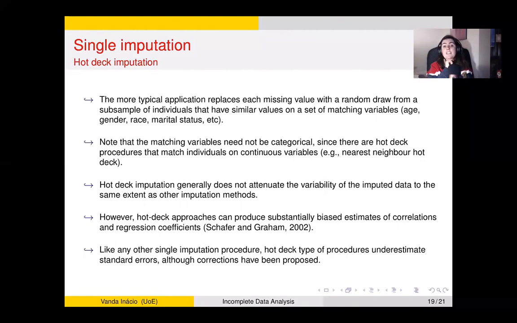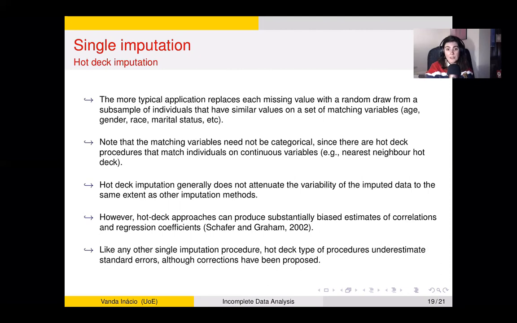And the matching variables do not need to be categorical. I can use matching variables that are continuous, and in fact there is an extension to the nearest neighbor hot deck, but we will not look at it. So basically, hot deck imputation looks at individuals similar to those with missing values, and then it picks a value from those. We call them the donors. Those who are similar to the individual with the missing value on several other variables qualify as donors to donate their value on the variable that has missing values. Okay.